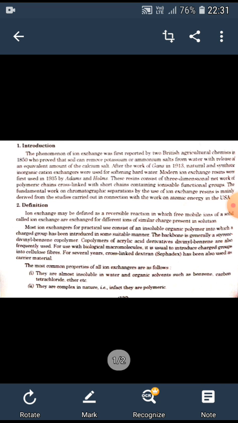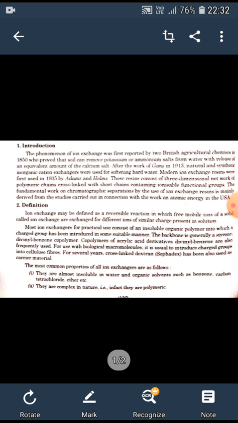Modern ion exchange resins were first used in 1935 by Adams and Holmes. These resins consisted of a three-dimensional network of polymeric chains cross-linked with short chains containing ionizable functional groups. The major work on chromatographic separations by the use of ion exchange resins has been mainly derived from the studies carried out in connection with the work on atomic energy in the United States of America.